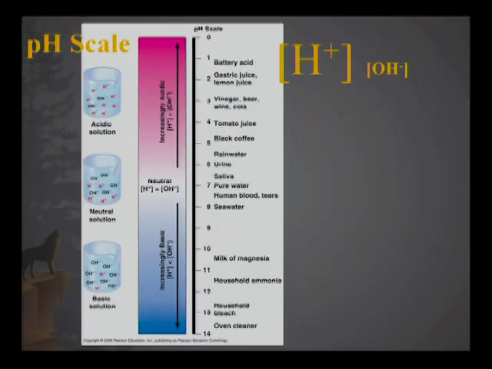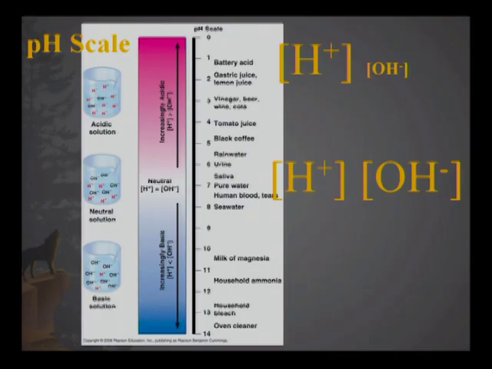When you look at the scale, this is actually a negative log scale, so the lower the number, the more hydrogen ions there are. The scale runs from above 0 to 14. So the closer we get to 0, the more hydrogen ions there are in the solution, and the fewer hydroxide ions there are in the solution.